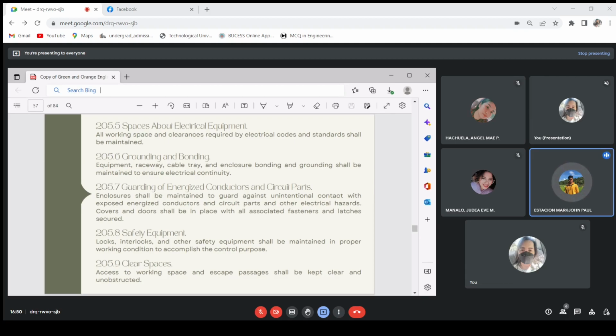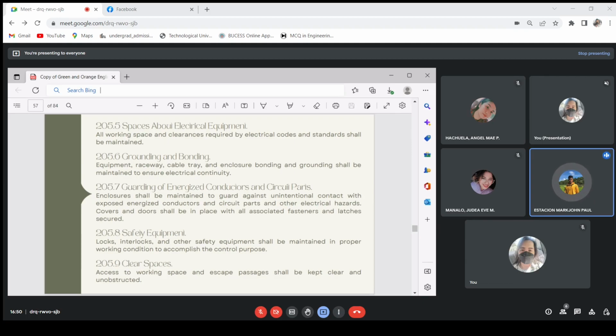So ito yung bonding is the like kanina yung, this is the connection of non-current carrying conductive elements like enclosure and the structures. And yung grounding naman is to attach the bonded system to the earth.